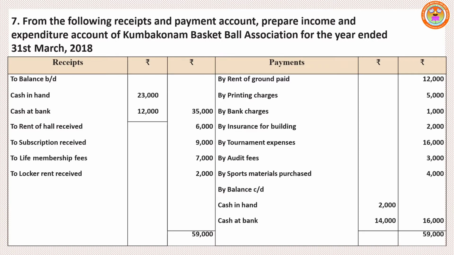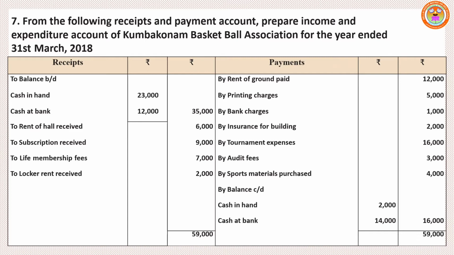From the following receipts and payments account, prepare the income and expenditure account of Kumbakonam Basketball Association for the year ended 31st March 2018. Before reading the question, just recall the points to be followed. Whether we are going to show the opening balance? No. Just mark it in your book itself, then it will be very easy while you are doing revision. So no opening cash and bank balance, no closing cash and bank balance.